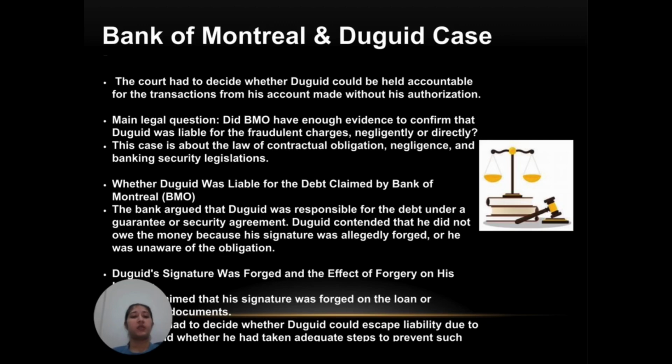Another issue is that Duguid argued that he should not be liable for the debt claimed by BMO because his signature on the loan documents was allegedly forged. The court needed to decide if he could escape the liability due to the forgery and whether he had taken sufficient steps to prevent such fraudulent activity.